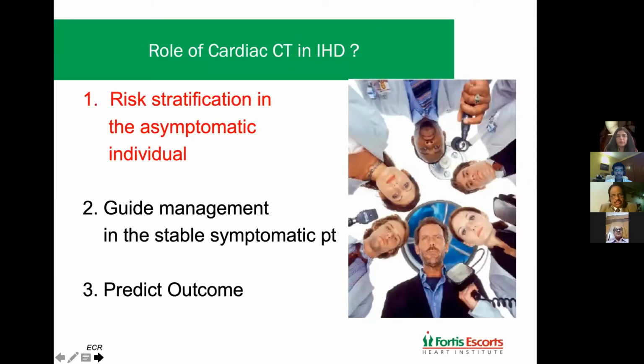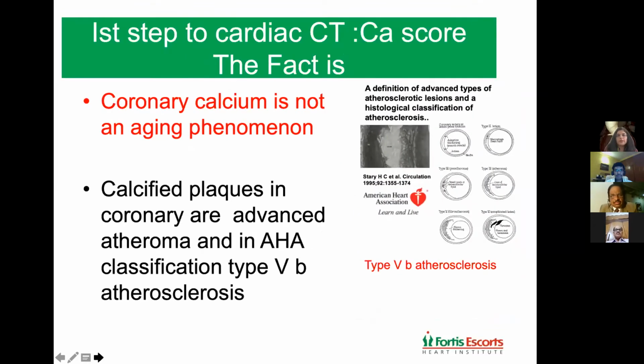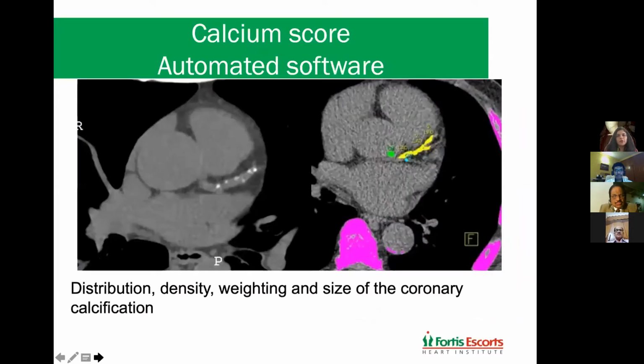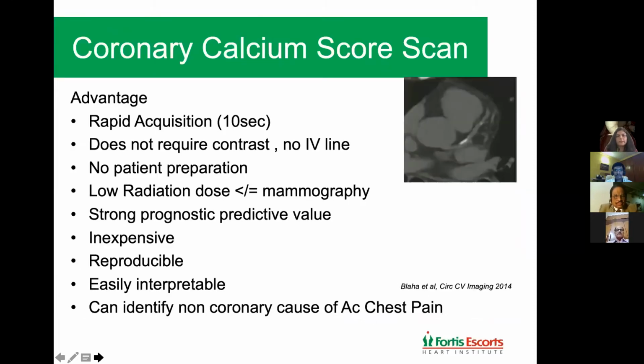So, if we start with the asymptomatic individual, the first step of a cardiac CT is the calcium score. And the fact is that the coronary calcium is not an aging phenomena. It occurs exclusively in the atherosclerotic arteries, and the calcium score is actually an automated software. It gives us the distribution, density, weighting, and size of the coronary calcium. The scan is a very easy scan. It's a rapid acquisition, takes about 10 seconds, does not require contrast. There's no IV line, no patient preparation. It's a very low radiation dose. It has a very strong prognostic predictive value. It's inexpensive, reproducible, and easily interpretable.